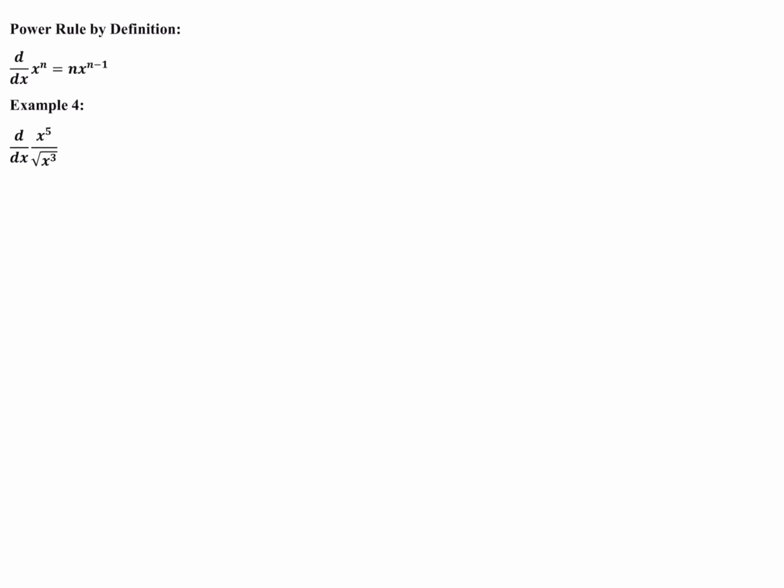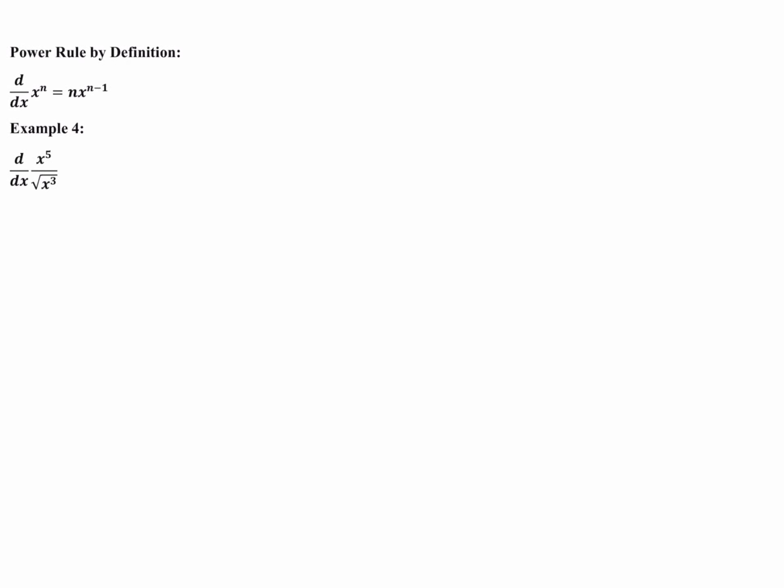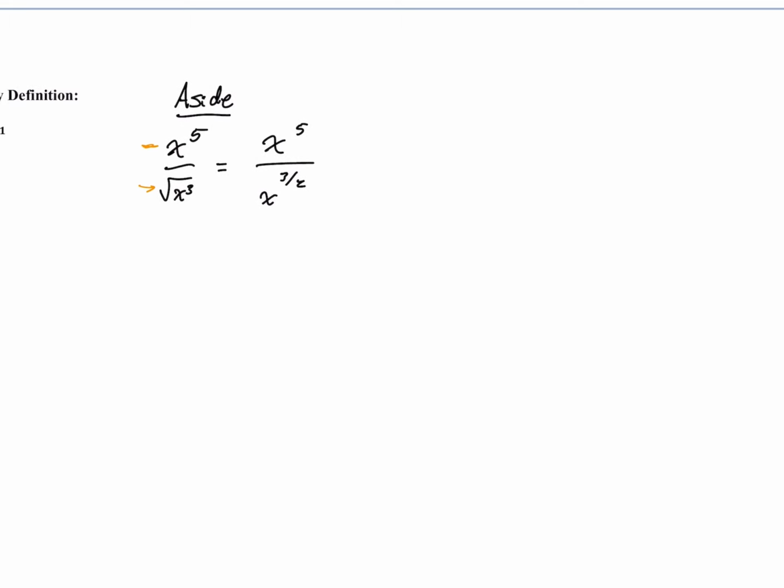Next one, example 4. This one is a little bit more complicated because we're dealing with a little bit more algebra here, but we can do a quick aside and figure out what x to the 5th over radical x cubed is. All right, so let's start by rewriting the square root of x cubed, and this is going to be x to the 3 over 2.